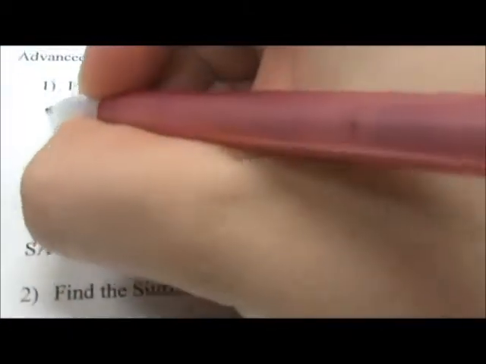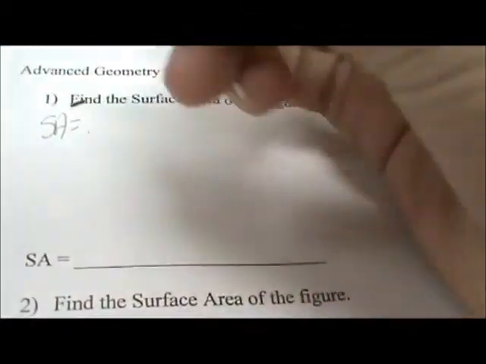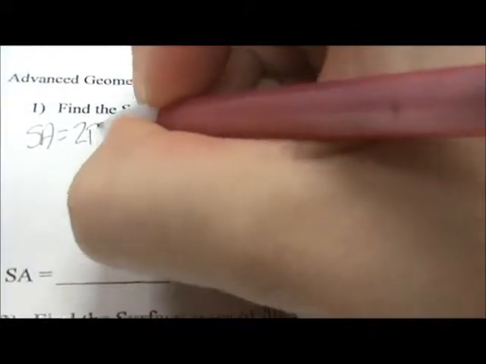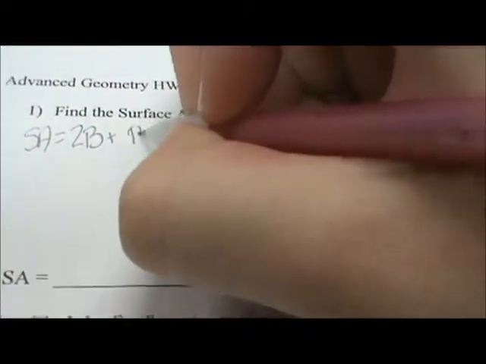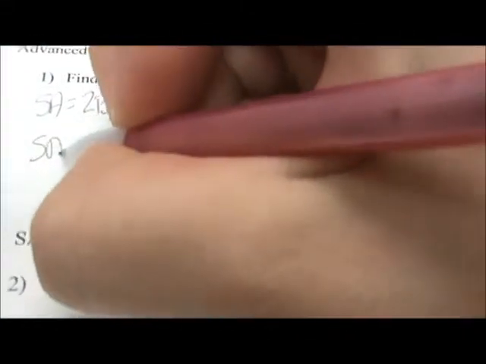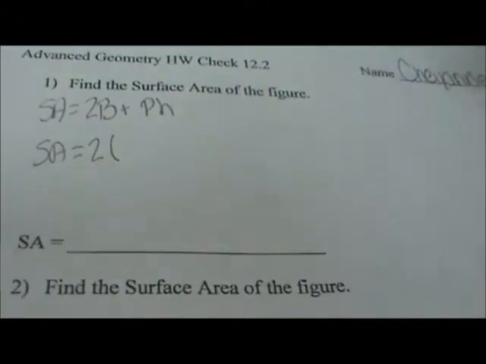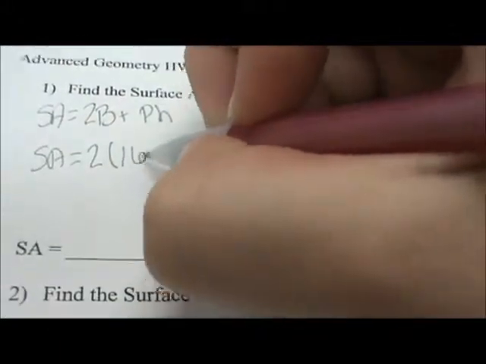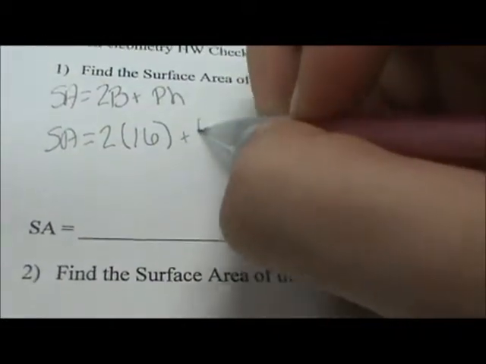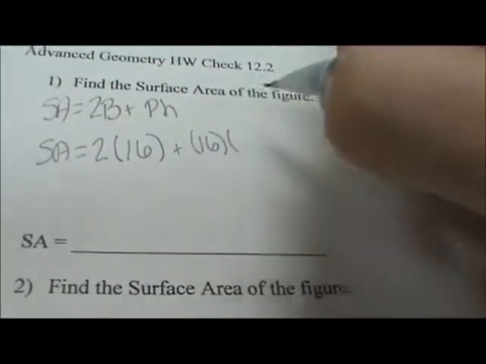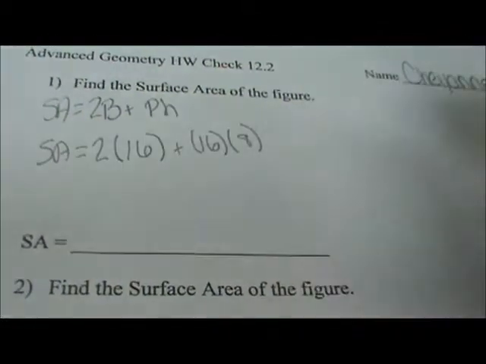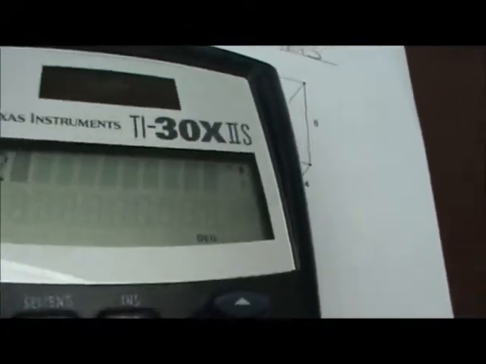This one you're trying to find the surface area. Well, the surface area formula is 2B plus P times H. B is the base, P is the perimeter, and H is the height. In this case, the base is going to be 16 since it is 4 by 4. And the perimeter is going to be 16 because it's 4 each length, and you take it by 4, and then the height is 8.